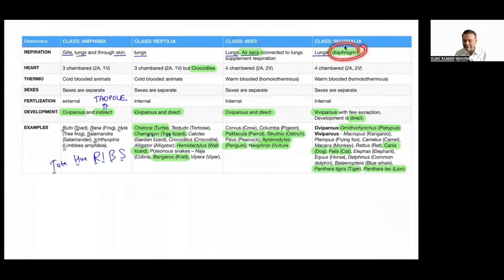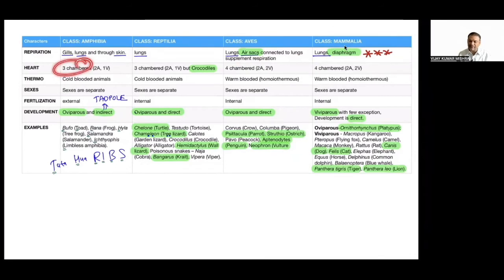But mammals have a diaphragm, and it is a star property. So let us make it a star. It is a star property of the mammal. Birds have air sacs connected to the lungs, which help supplement their respiratory process.